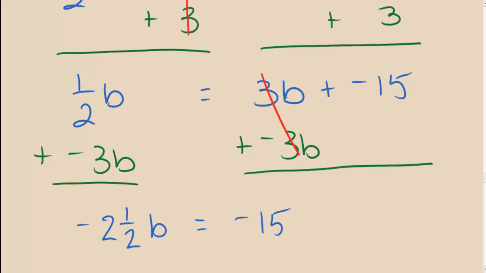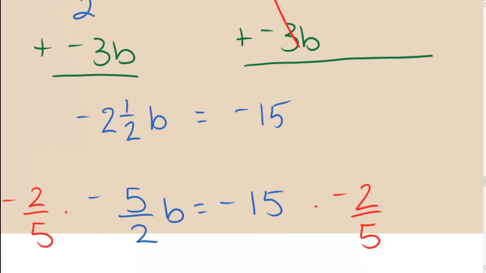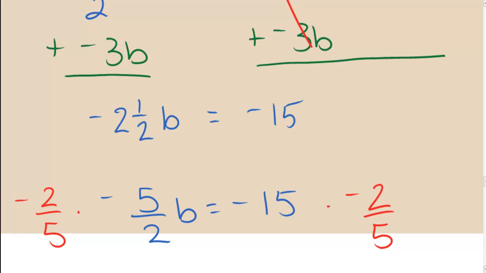I need to change negative 2.5 to negative 5 halves so that I can multiply by the reciprocal, which is negative 2/5. I'm going to cross cancel here to keep my math nice and easy. Negative 3 times negative 2 is 6, and my answer is negative 6.